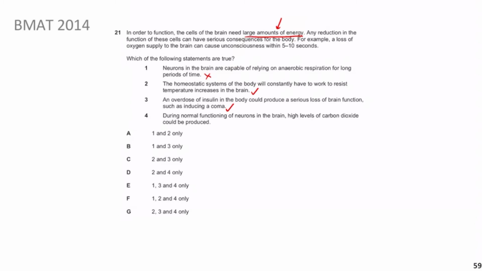And then the last statement says during normal functioning of neurons in the brain, high levels of CO2 could be produced. Yeah, that's true. Because remember, if it needs large amounts of energy, then the only way it's going to do that, continuously for a long period of time, is aerobic respiration to get 32 lots of ATP per round, and that obviously is producing CO2. So the more rounds you do, because you need more ATP, the more CO2 you're going to produce, right? So this one's also correct. So hopefully, guys, you can understand that the answer would be G.